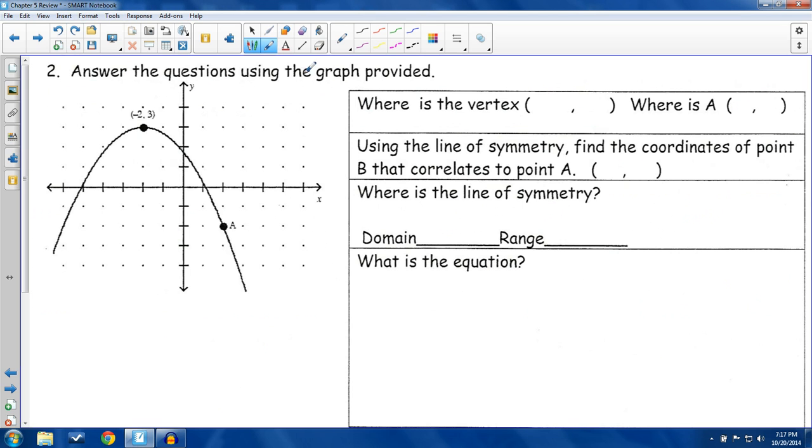Number 2, answer the questions using the graph provided. Okay, where's the vertex? I'm looking at negative 2, 3. Again, there is the vertex. Where's A? A is just another point on your graph, and it'll be a nice point to take care of here.